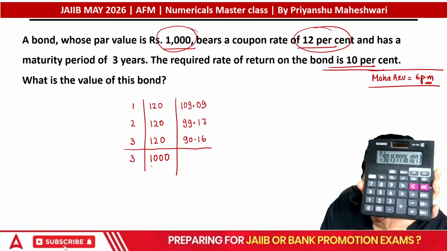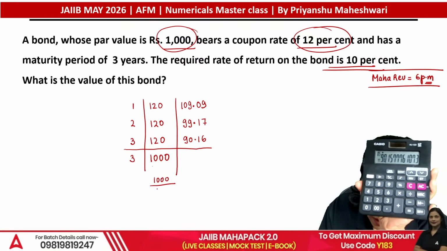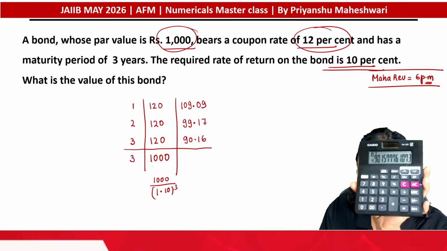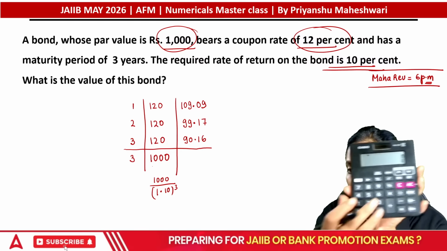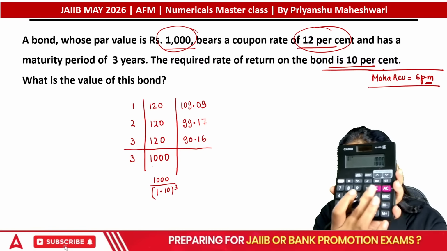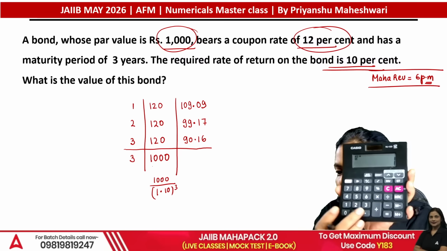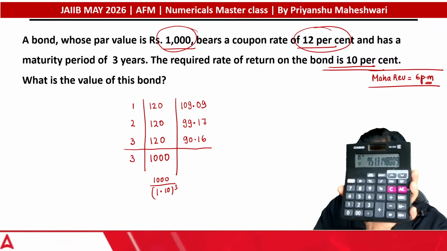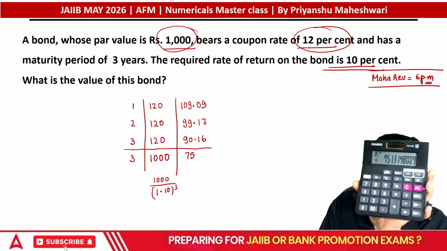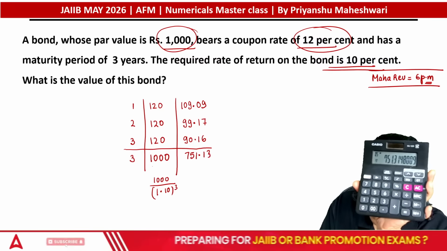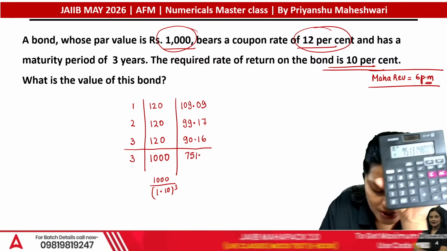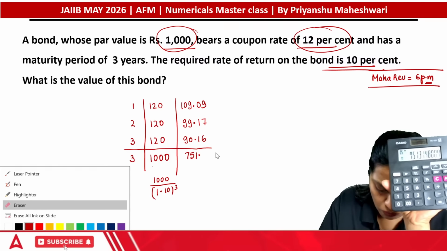Correct. Now, 1,000 rupees we will receive in third year. The present value of this would be 1,000 upon 1.10 to the power 3. I need the third year value. Correct. So, how will I calculate it? 1,000 divided by 1.10, 1, 2, 3. This is coming as 751.31. Now just add all these values.